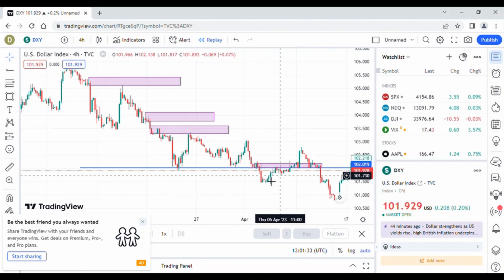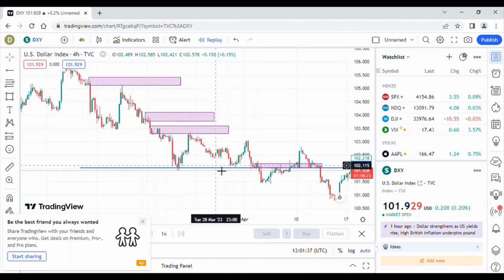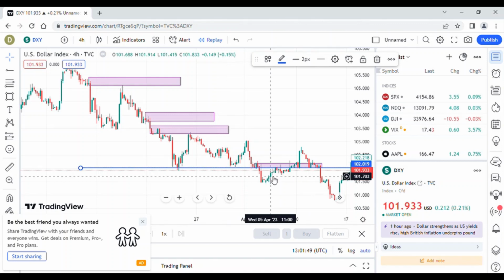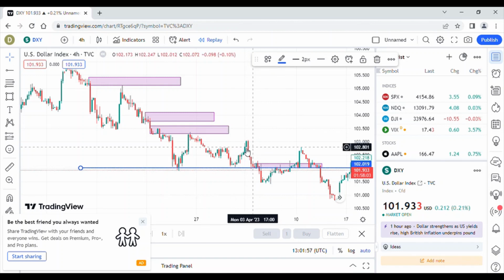Oh wait, is that an order block? Let me just double check. Wait a minute. In theory, yes, we could say it is an order block. Yeah, let's assume it's an order block, because it will happen sometimes that you mark off an order block and then it doesn't work. But you should keep in mind that if this order block is not working, we use another one. So how do you know if it's going to work or not?